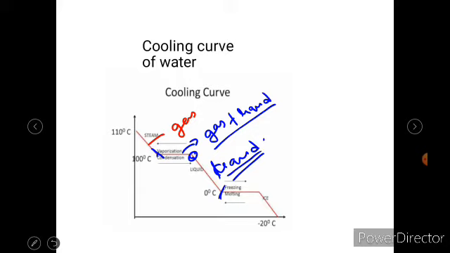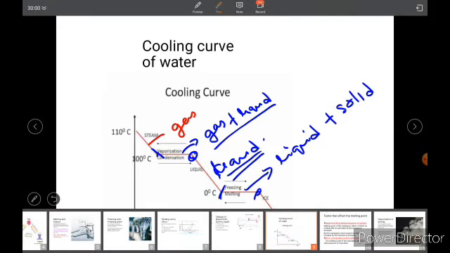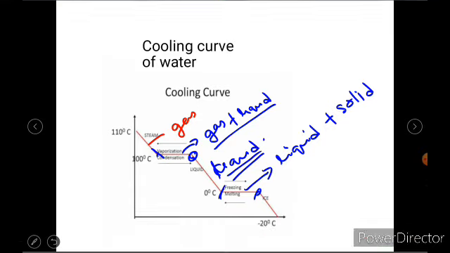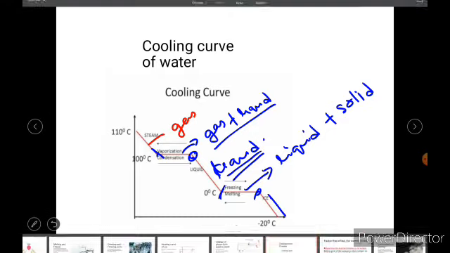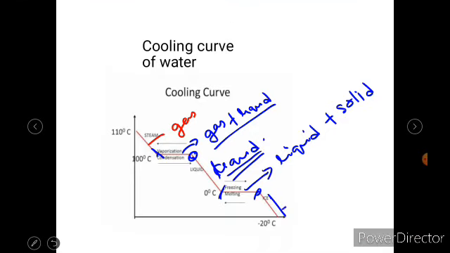Now again from 0 to this one, from this place to this place, you will see two things, liquid plus solid. You will see both liquid plus solid, and from here you will see only ice. You will only see a solid. This is the only thing you will find.